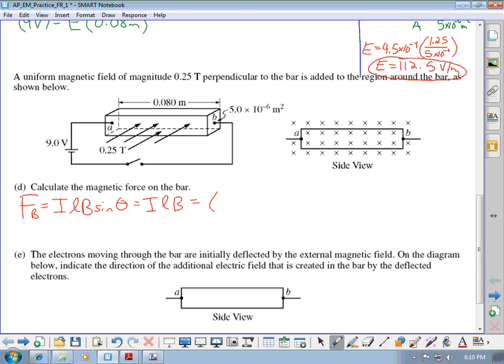So in part A, we calculated that the current is 1.25 amps. The length is 0.08 meters. And the magnetic field is 0.25 Tesla. So that magnetic force is 0.025 newtons.